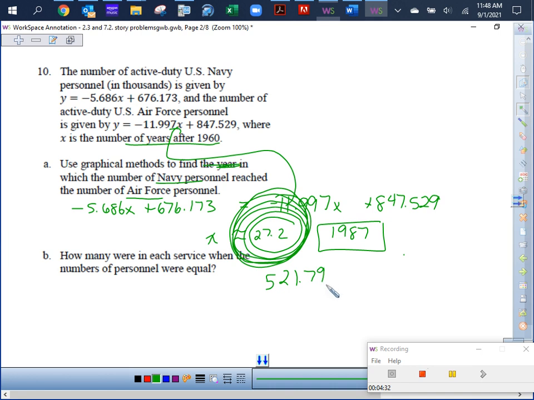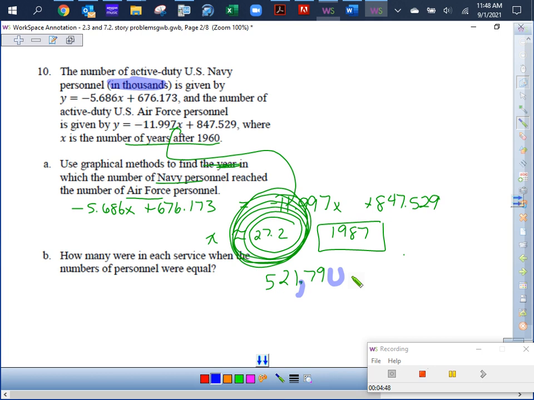521.79-ish. So to answer the question, though, remember they say that was in thousands. So we'll have to move this. How many zeros does the number 1,000 have in it? 3 zeros. So we got to move the decimal 3 decimal places. So it's about 521,790-ish. You'll just have to round how MyMathLab tells you to round.